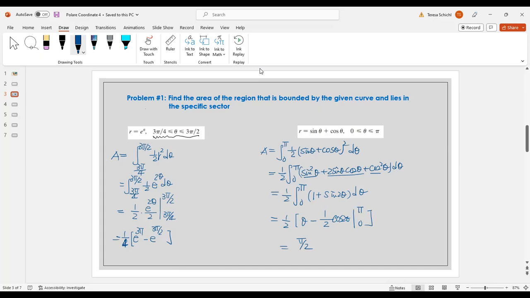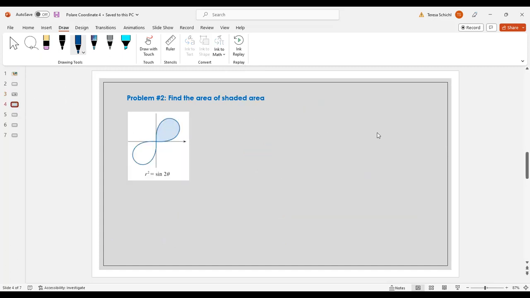So this is the first level type of the area problem. It's very simple. They give you the r, they give you the angle range. So you just directly plug it into the formulas here. Okay, now let's take a look at the next level here. So they want you to find the area of the shaded area here. They also give you the function: r squared is equal to sine 2 theta.